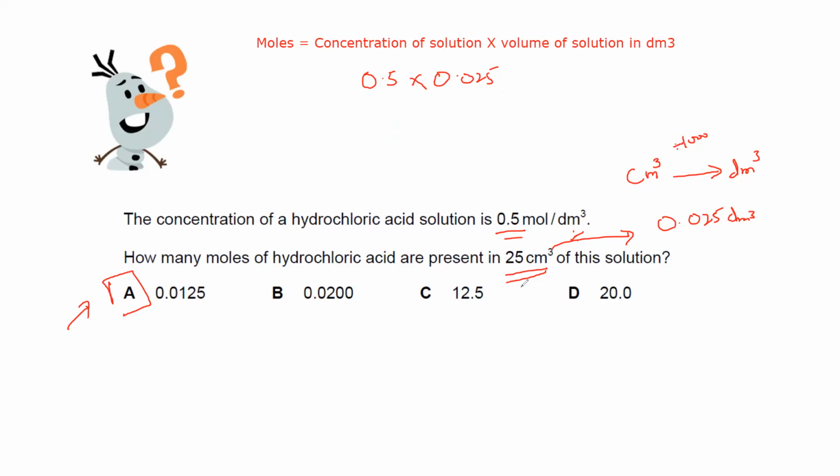Is it clear to everyone? The question was how to work out the number of moles. We use the formula of concentration of a solution multiplied by volume. The concentration was given as 0.5 and the volume is 25 cm cube, but it should always be in decimeter cube.